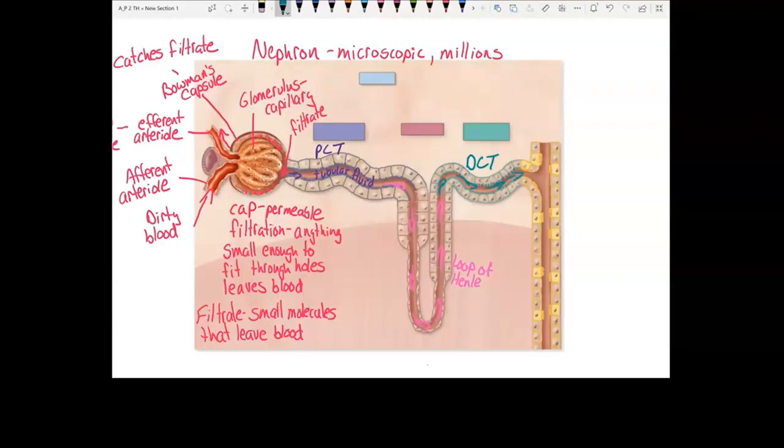Then we get to the collecting tubule, which is this little stump right here. And then this is the collecting duct. So you're going this way.